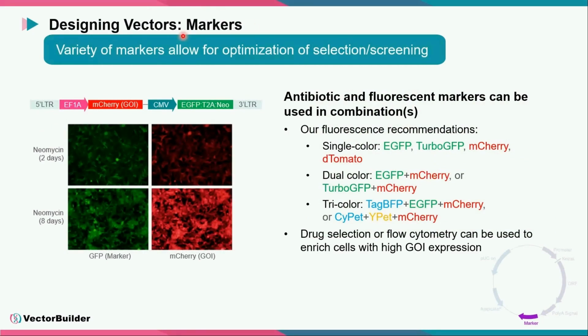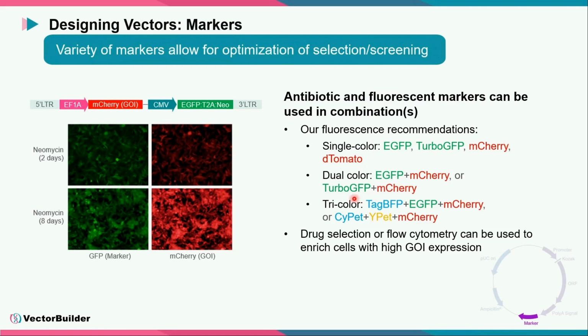So finally, I do want to mention a couple of options for markers. If you've explored the various different antibiotic and fluorescent markers that are out there, there are a huge variety of different options. At VectorBuilder, for single and dual color, we recommend just the gold standard green and red. Things like EGFP and mCherry are very, very widely used, but we are always keeping an eye on new players on the scene, and we have loads of different options available as well that we're always testing out and seeing how they compare.